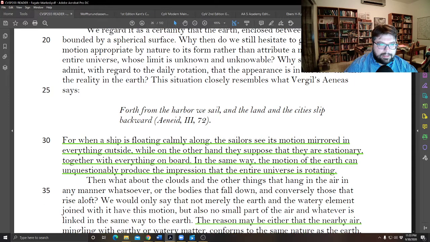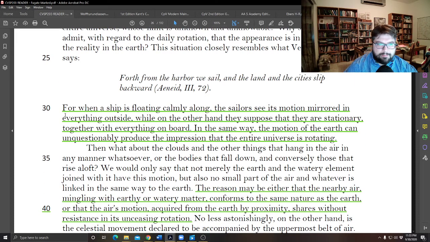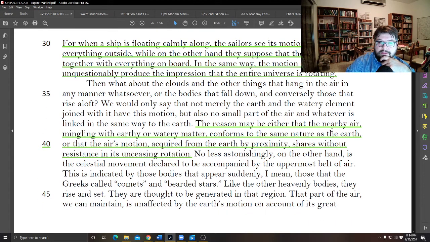Here he gives another example of this kind. When a ship is floating along, the sailors see its motion mirrored in everything outside, right? This is for his period, like the example I gave of the two cars. Instead, he's giving the example of a ship moving. In the same way, the motion of the earth can unquestionably produce the impression that the entire universe is rotating, of course rotating in the opposite direction than the earth is moving.